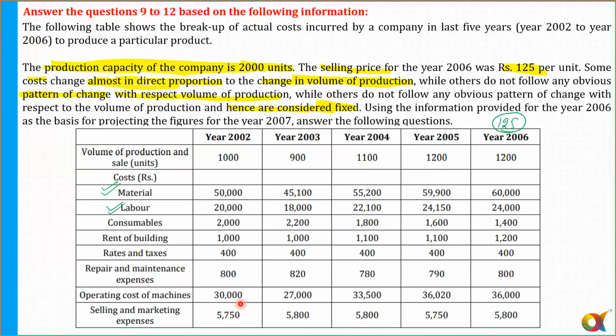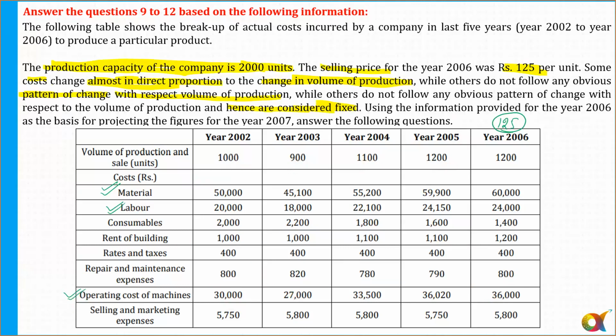Operating cost. Now operating cost is 1000 and 30,000. So that's 30 times. Yes or no? 1 into 30. 2003, 9 into 3, it is 27. So direct proportion. 11 into 3, that is 33, direct proportion. 12 into 3, 36. And 12 into 3, 36. So operating cost is also directly proportional. So these three values are directly proportional.